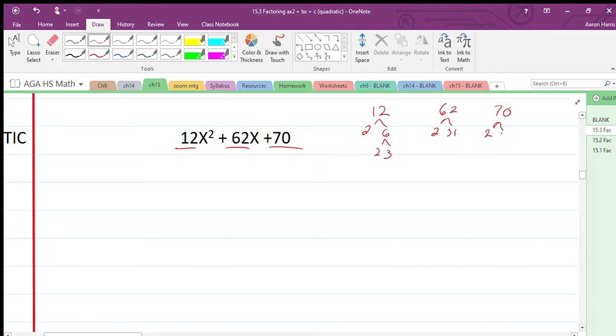2 times what? That is 3. That's a 10, so 35. So I get 5 and what? 7. So here's a 2, here's a 2, here's a 2. So I know a GCF of 2 can come out, okay?